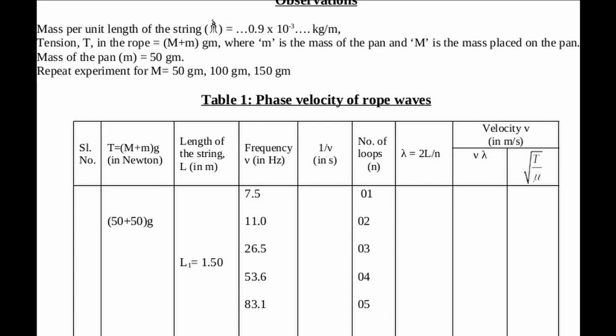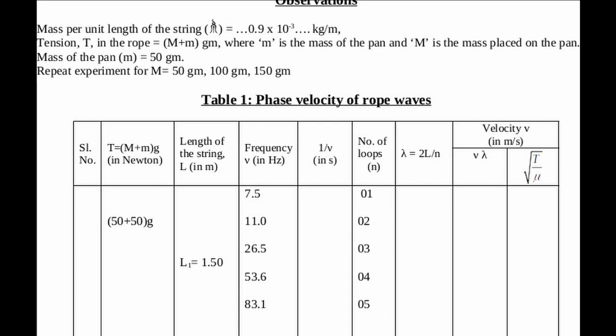So you can see that the first standing wave has occurred at a frequency of 7.5 hertz. So we have one loop. One loop means the first standing wave, which is also the fundamental mode of vibration of the string. And this has been recorded in the first row of the fourth and the sixth columns respectively.